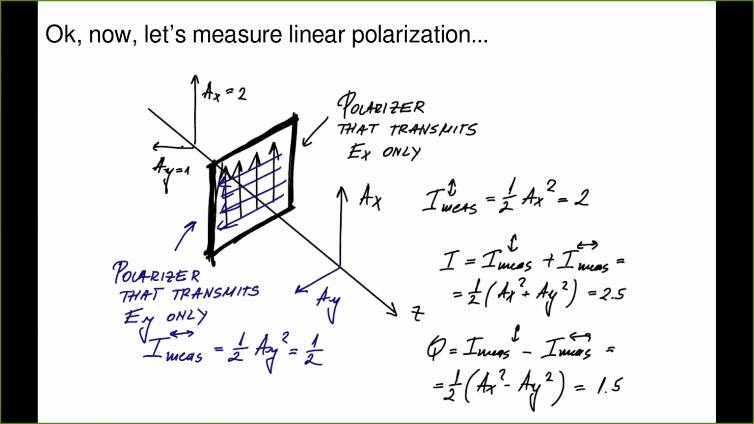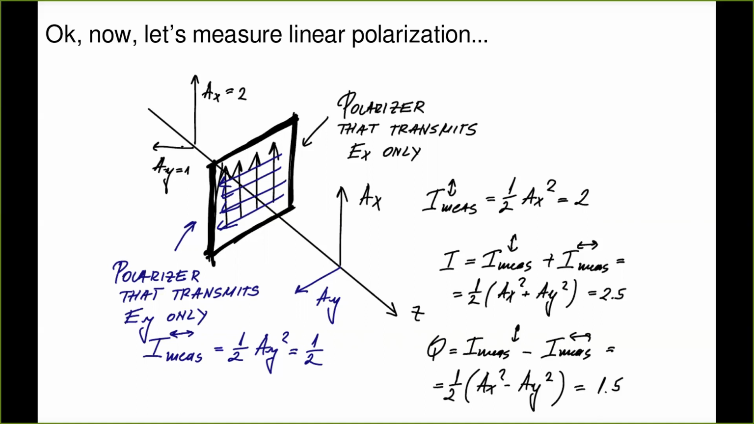Okay, so I have AX, which is 2, and AY, which is 1. They are in phase. Now I'm letting them go through a polarizer that only transmits the X component. What goes through? Obviously the black line will go through, AX, and what I measure in that case is 1/2 of AX squared, which is 2. If I do the same for the perpendicular orientation, I'm going to get 1/2 of AY squared, which is 1/2.